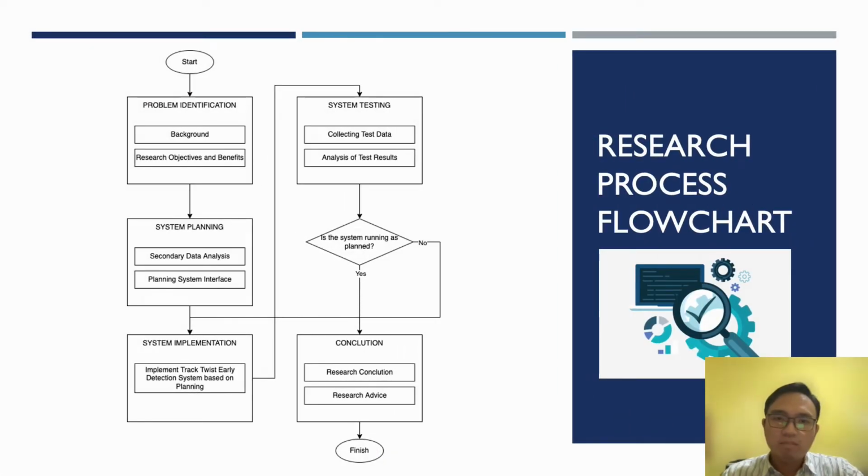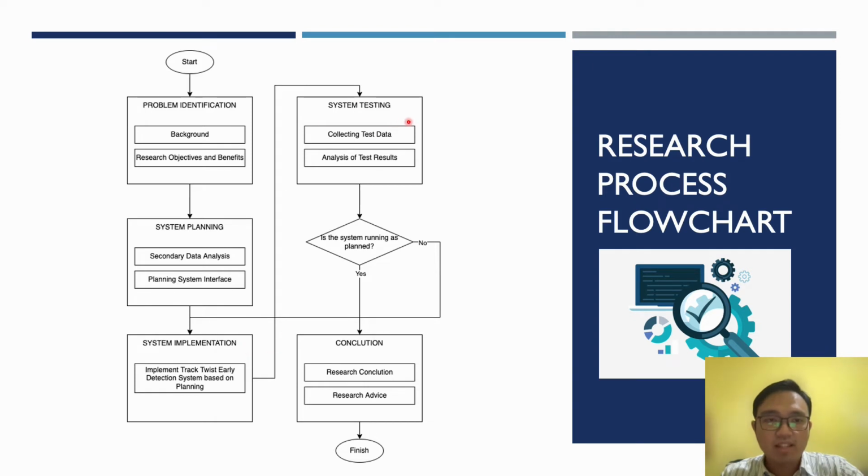Next, we will talk about the research process flowchart. First, this research starts from problem identification, from background and research objective. And then the next process is system planning: secondary data analysis and planning the system interface for implementing the system. And next is system implementation: implement the track twist early detection system based on planning.